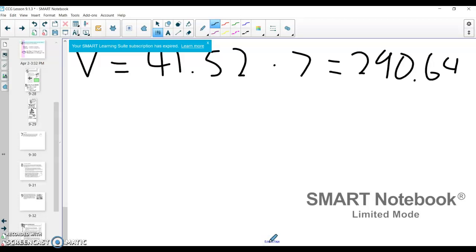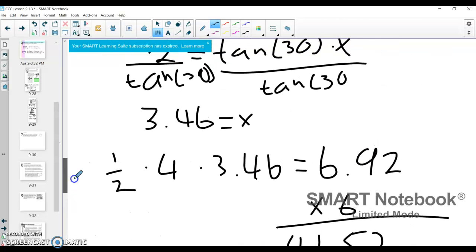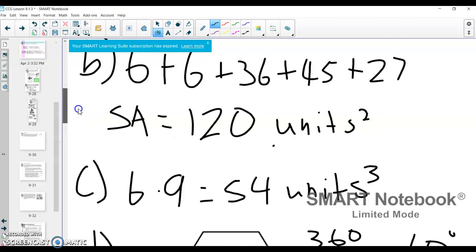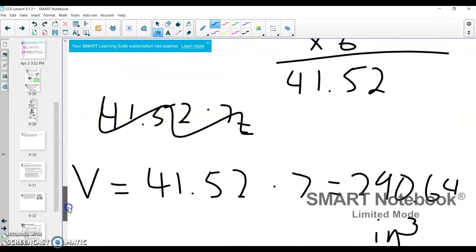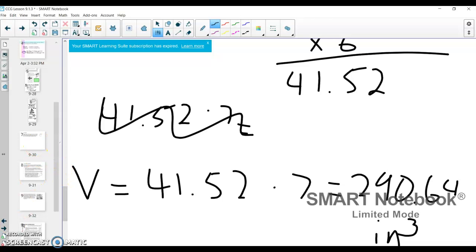So 290.64 inches cubed is my volume. Again, I'm trying to reinforce this idea that really what we're doing here, and this one took a little bit, we find the area of our base, we can just multiply that area by our height. All right, and we'll see that again here in 9-30.